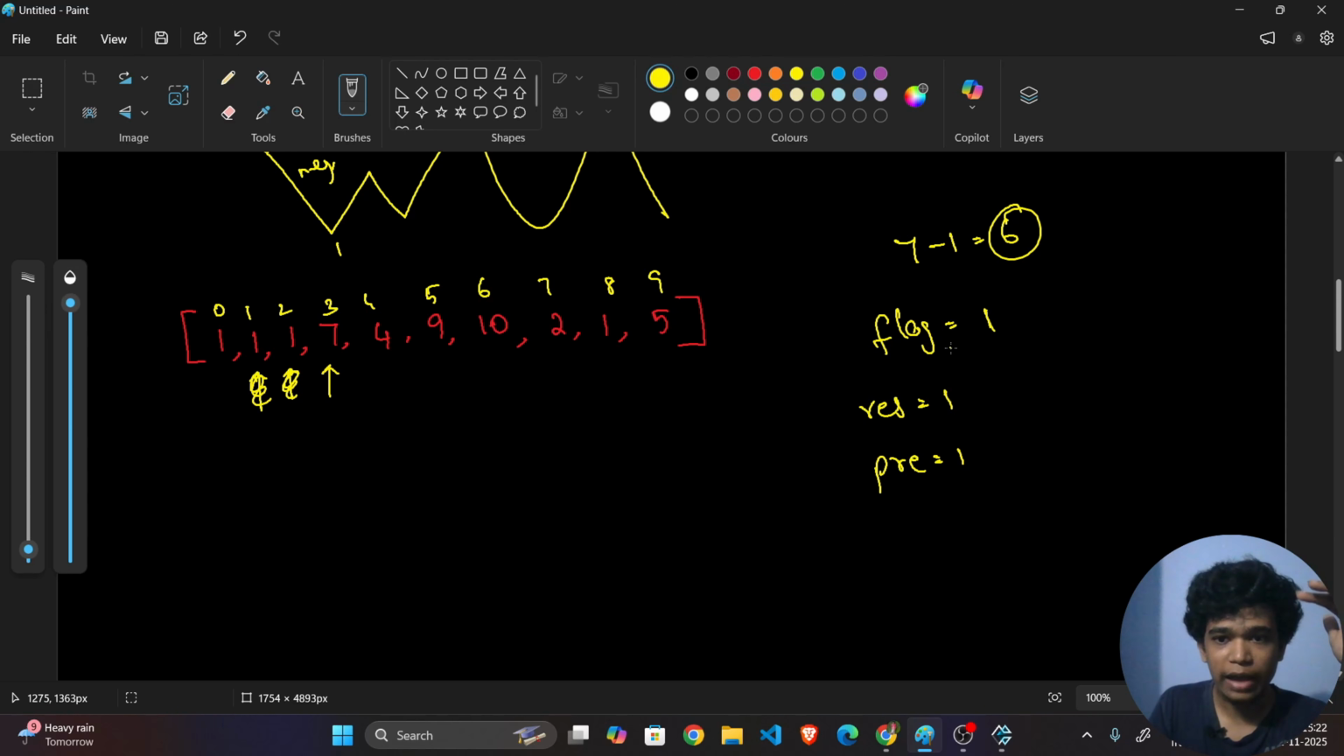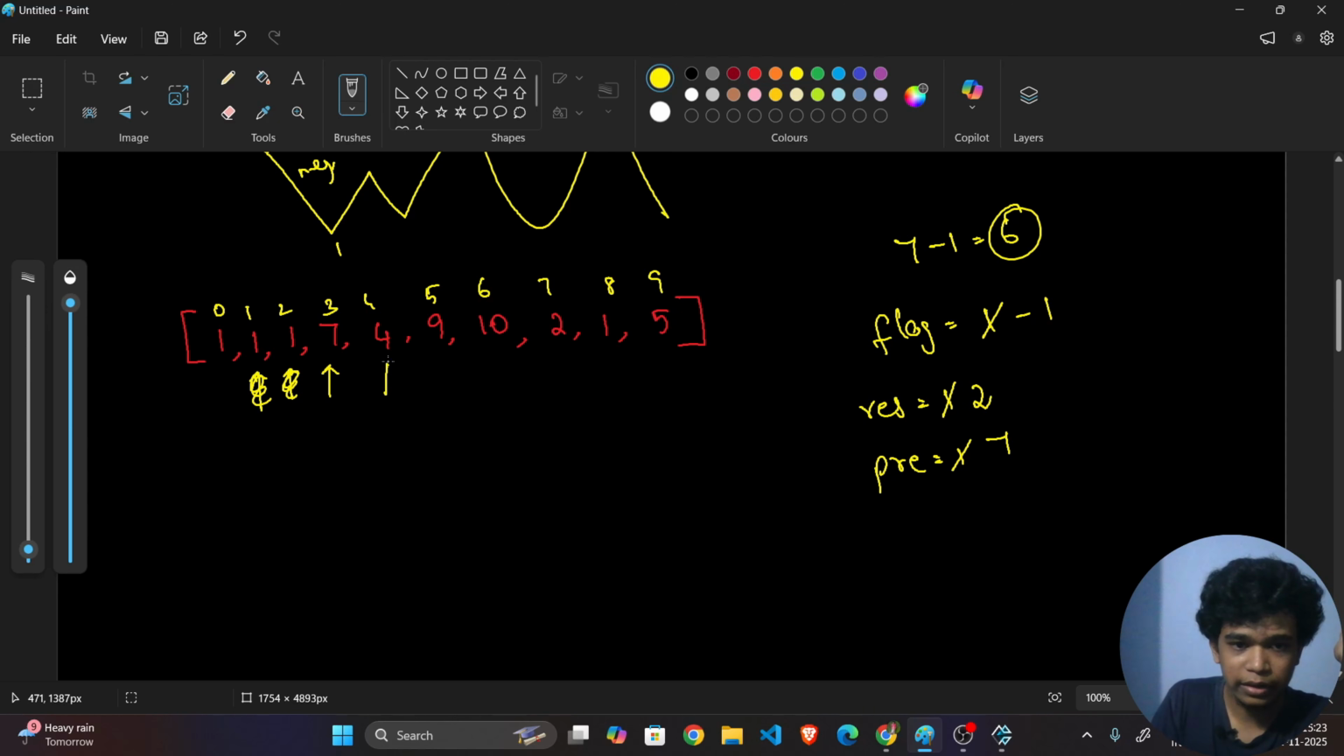Yes, and the flag is also representing what? 1, which means it is correct. It is a valid wiggle subsequence. So now I'll be making my flag -1 and making my previous value 7, as 7 is included in my subsequence, and make my result 2 because now my subsequence has 1 comma 7. As in the question itself, they don't want us to return the subsequence, rather they want us to return the length of the subsequence. That's the reason why I'm taking this result and counting each and every element that is valid.